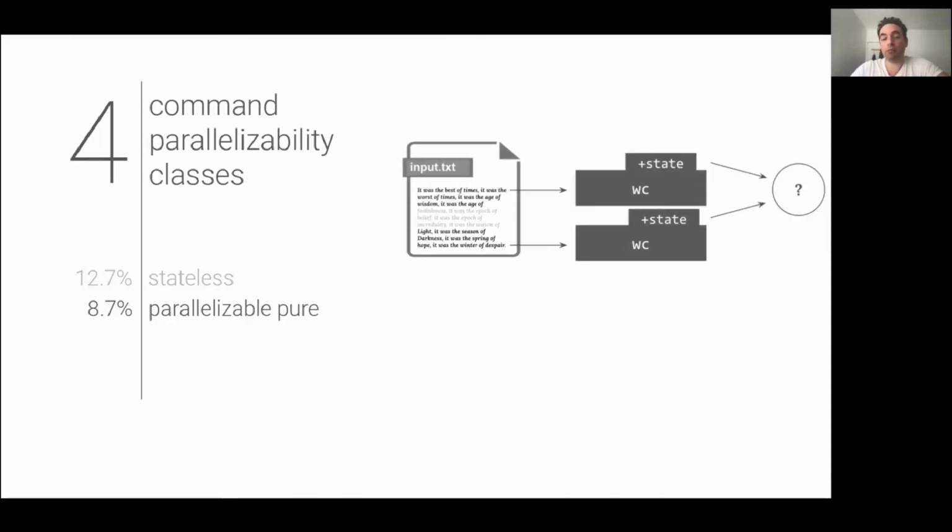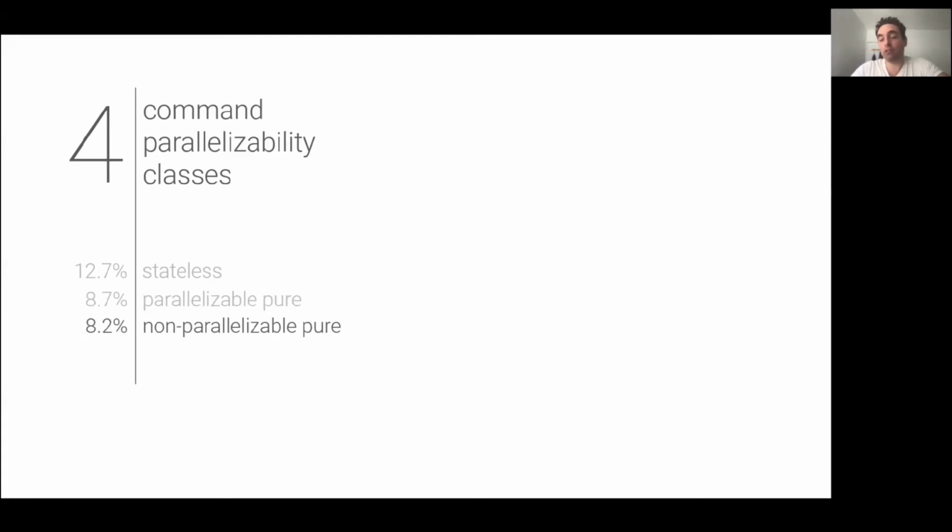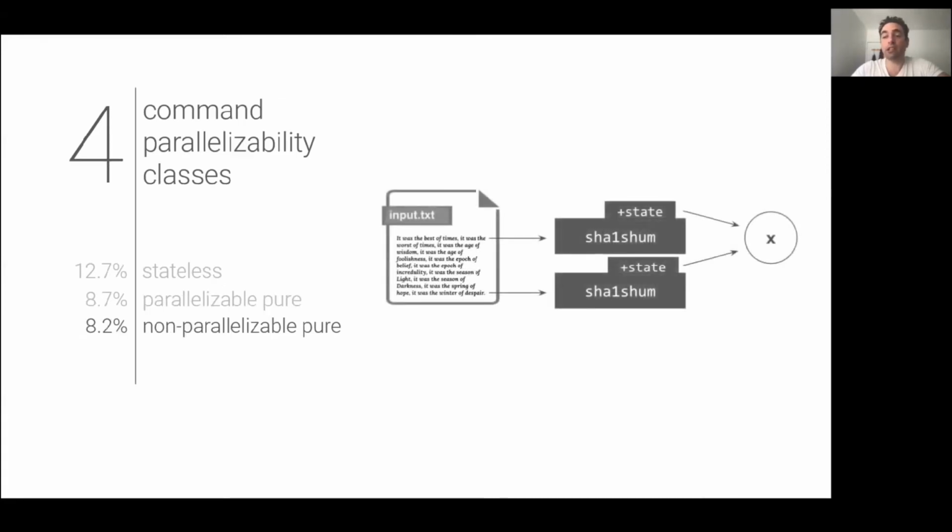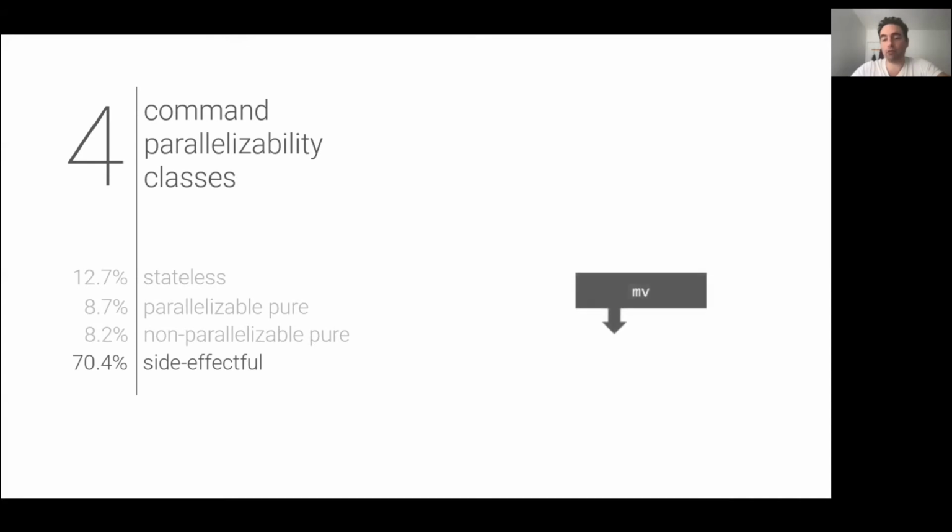The next class is parallelizable pure commands that maintain some state across lines of input. These commands can also be parallelized, but we have to be careful when combining the partial results to account for the internal state. The third class is non-parallelizable pure commands. These commands are still pure in the sense that they do not have external side effects, but their internal state cannot be trivially combined. Finally, we have side effectful commands, such as mv or cp, which have side effects and are clearly not parallelizable.